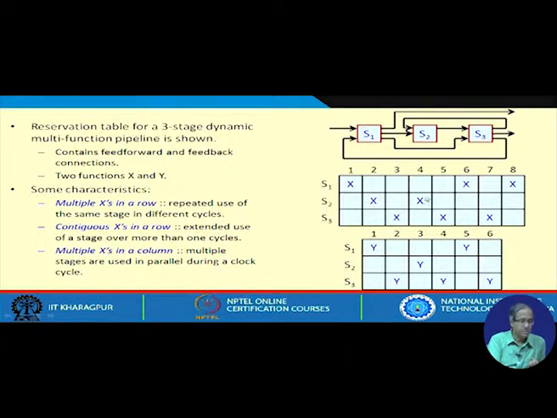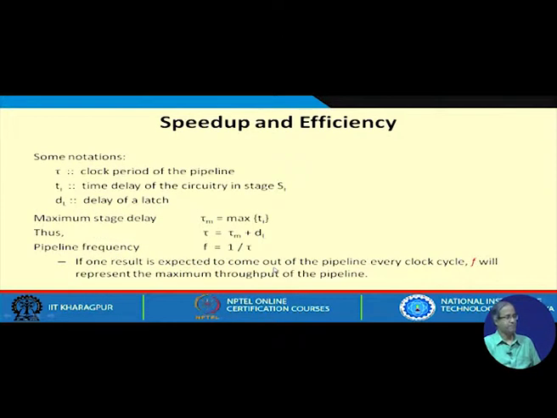And well, here again it is not shown in these examples, you can also have multiple check marks in a column. That means, in a particular time step you can have a check mark here as well as here, which means both S1 and S2 are working together on the same data set. So, multiple stages are used in parallel during a clock cycle. So, in general you can have all these characteristics in a reservation table.